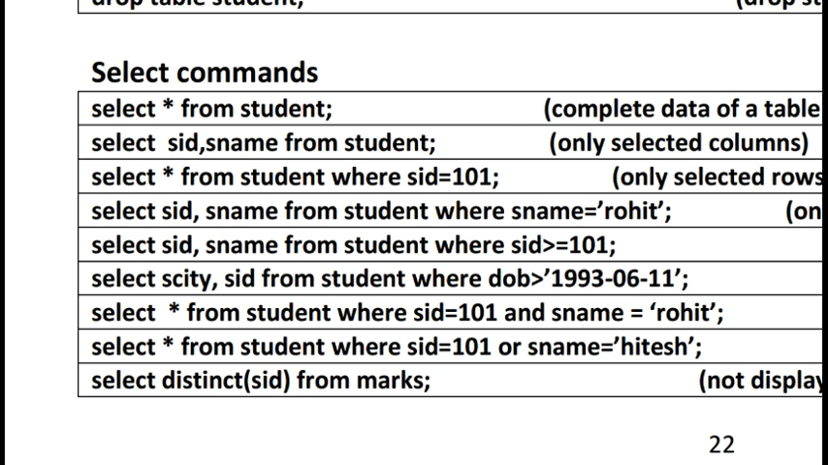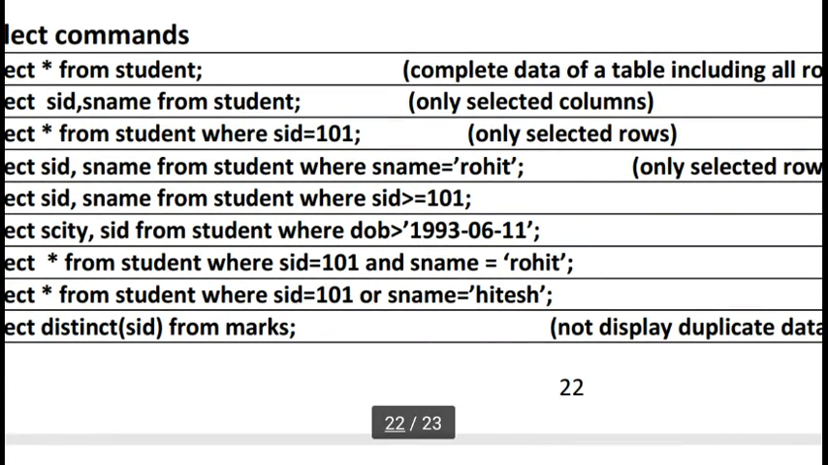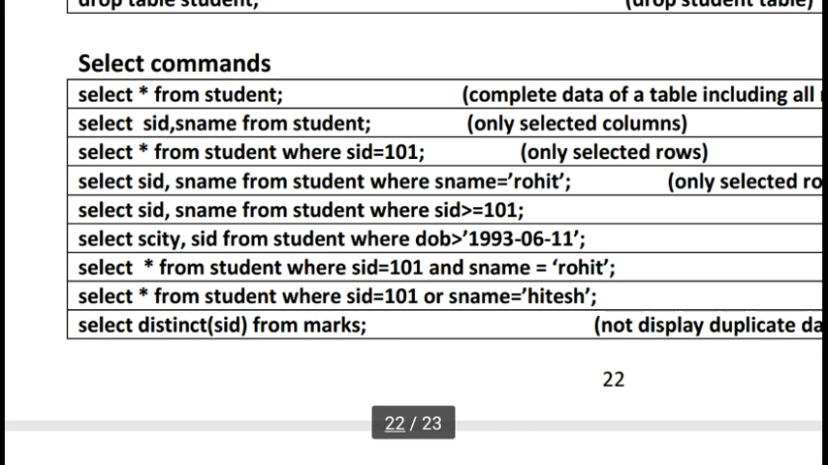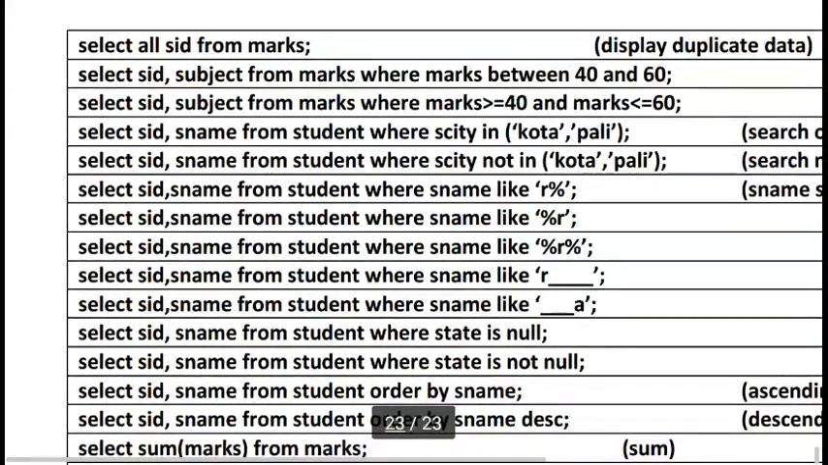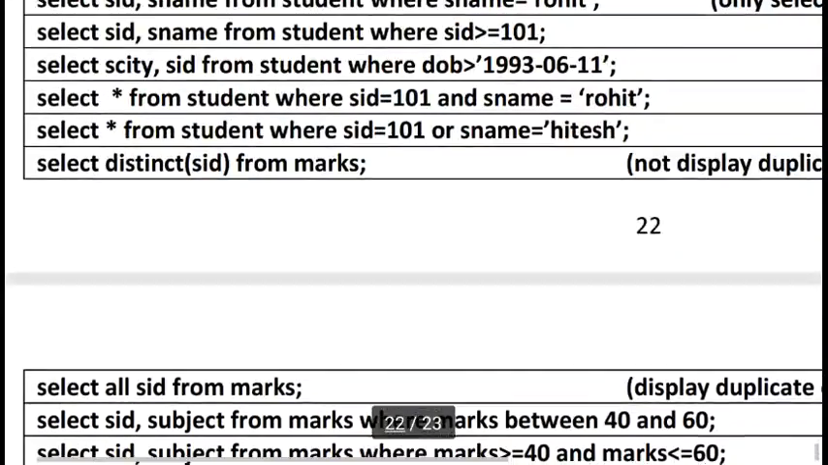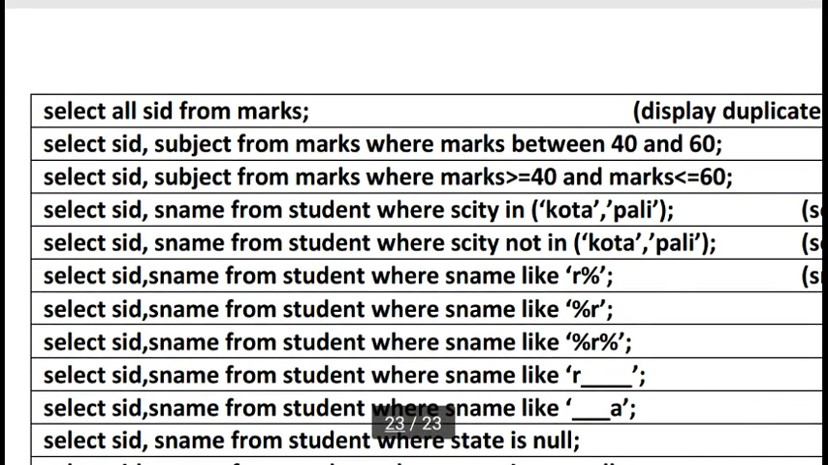SELECT DISTINCT SID FROM marks. Here I am using the DISTINCT keyword. We already revised this: DISTINCT means show only data without duplicates, without duplicate student IDs. Here you can see SELECT ALL SID FROM marks. It is the opposite of DISTINCT and displays duplicate data.